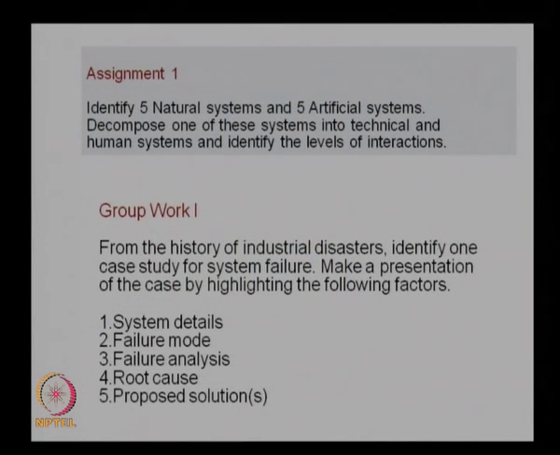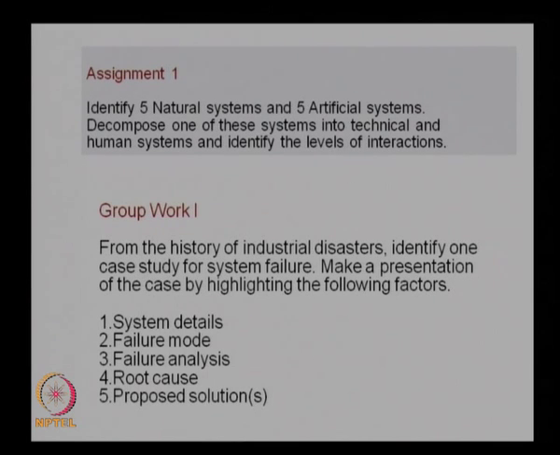So, take one system failure, identify the causes for the failure and make a presentation on the case by highlighting factors like the system details, failure modes, failure analysis, root cause and the proposed solutions. So, these are the things you need to do with this particular case study.